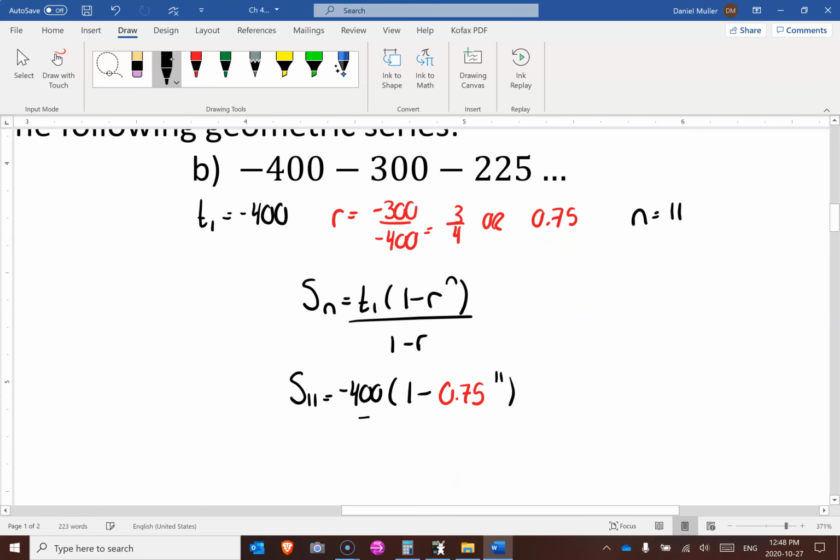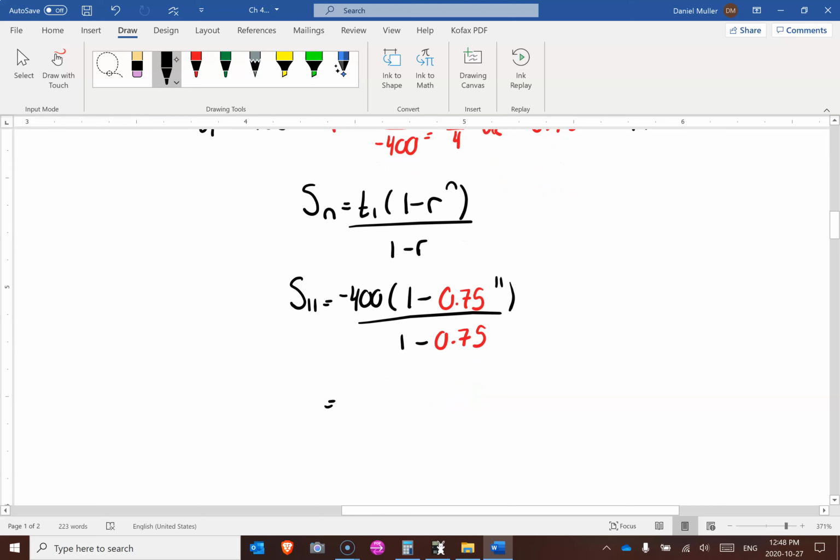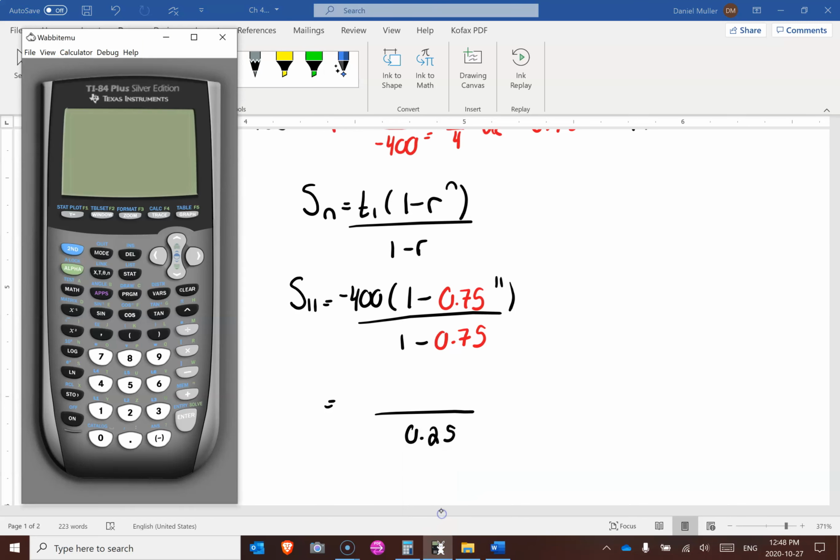And divided by 1 minus 0.75. So I'm doing 0.75 right now just because I'm going to be putting this in a calculator, but you could just write 3 over 4. So negative 400, well, I might want to do all of that in a calculator. I know the bottom, 1 minus 3/4 is 1/4, or 0.25, but we need to take a look here. So I'd put it all in one line if I was using a calculator like this.